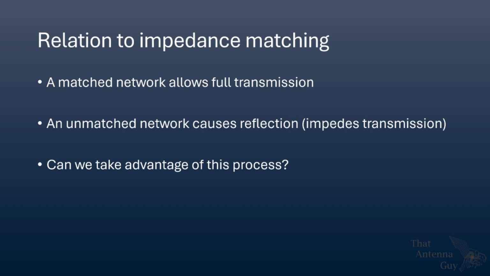So we just covered impedance matching. If we think about it, a matched network allows for full transmission, and an unmatched network causes reflection, which impedes transmission. Could we take advantage of this process and use it to, at certain frequencies, have a well-matched network and at other frequencies have a poorly matched network? And the answer is yes. That is at the core of what we're doing in filter design.